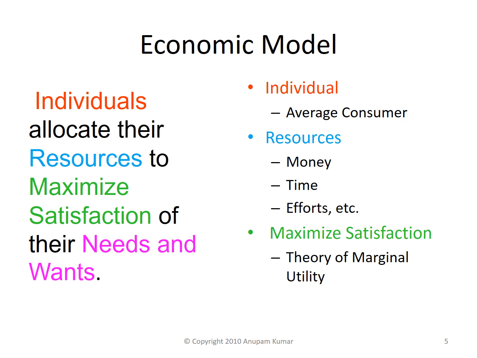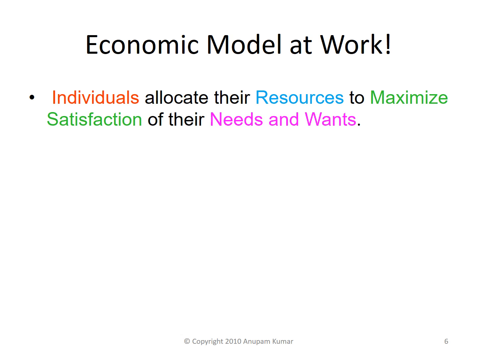And finally, we have the phrase needs and wants. Remember, we had assumed that the needs and wants of the individual are unlimited, though the individual is completely aware of his needs and wants. Now, let us have a look at the economic model from a more practical point of view. The economic model states that individuals allocate their resources to maximize satisfaction of their needs and wants.